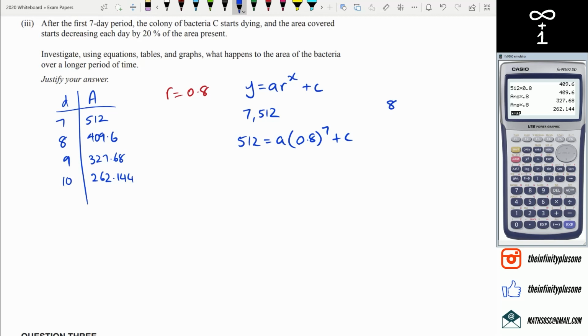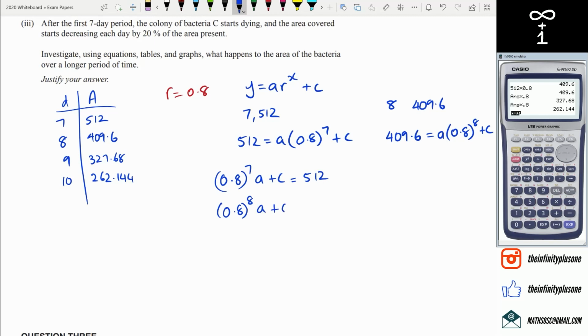So then you've got 8 and 409.6. So we're going to have our second equation, which is 409.6 equals a times 0.8 to the power of 8 plus c. All right. So at this point, we actually have a set of simultaneous equations. I'm going to rewrite this as 0.8 to the power of 7 times a plus c equals 512 as my first equation. And my second equation is 0.8 to the power of 8 times a plus c equals 409.6.